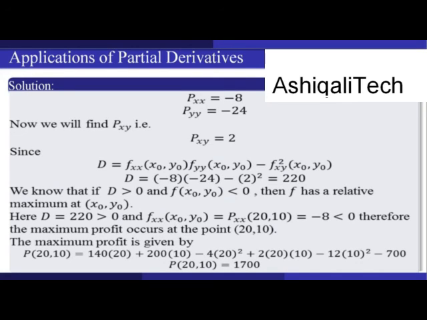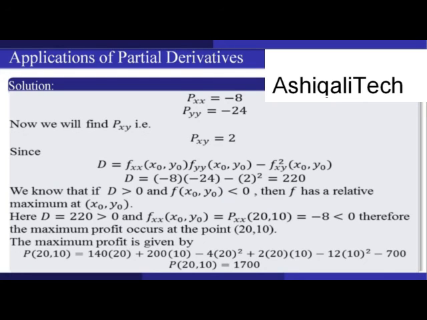So using this formula, we get D is equal to minus 8 multiplied by minus 24 minus 2 square, that is 188. We know that if D is positive and f_xx at (x0,y0) is negative, then f has a relative maximum value at the point (x0,y0). So in our case here, D is positive, and f_xx at the point (x0,y0) is p_xx at the point (20,10), which is equal to minus 8, which is negative. Therefore, the maximum profit occurs at the point (20,10).